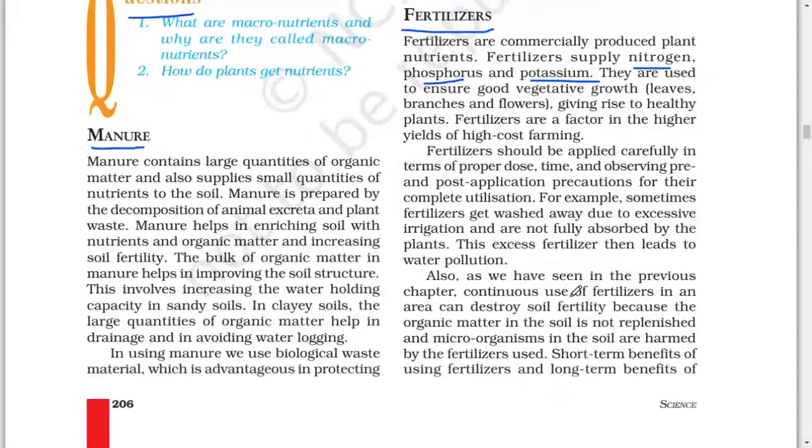Fertilizers should be applied carefully in terms of proper dose, time, and observing pre and post application precautions for their complete utilization. For example, sometimes fertilizers get washed away due to excessive irrigation and are not fully absorbed by the plant. This excess fertilizer then leads to water pollution.